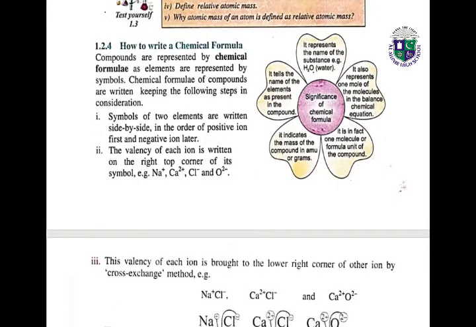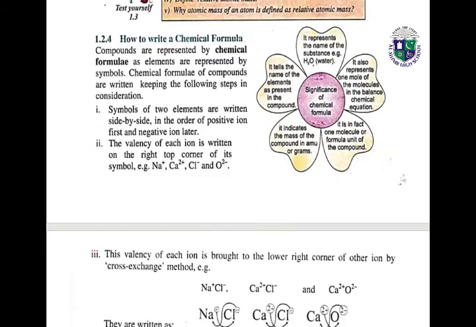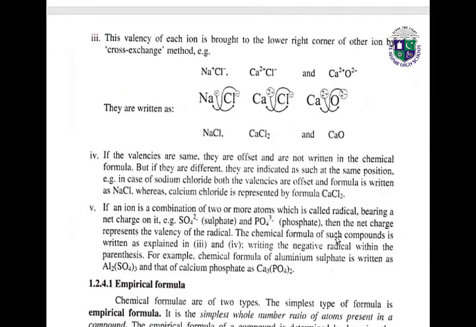How can we write a chemical formula, students? Here some steps are given. Look at these steps. The symbols of two elements are written side by side, as I have explained to you in class 8. The valency of each ion is written on the right top corner of its symbol, like Na+, Ca2+. These are the valencies. The valency of each ion is brought to the lower right corner of the other ion by cross exchange. Look here, we will cross exchange it, Na+, Cl-.